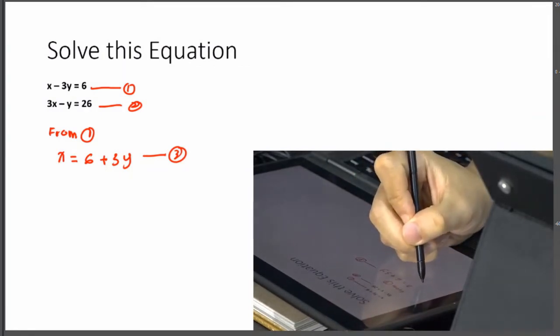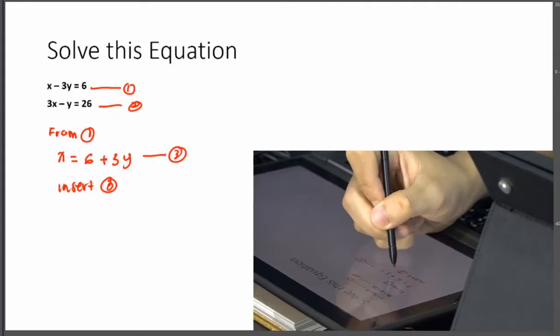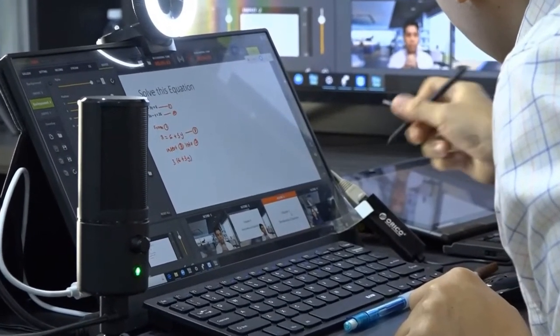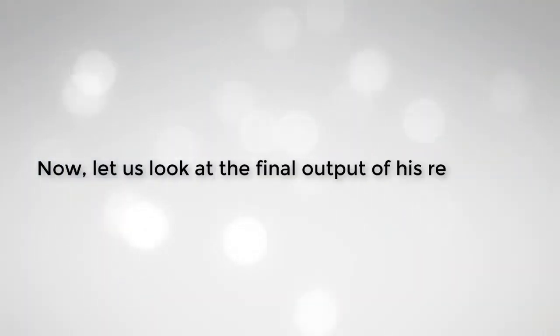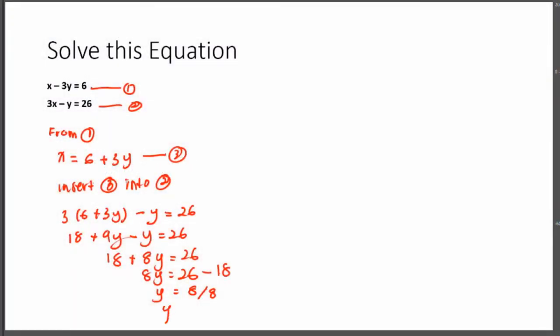Again, from here, insert equation 3 into 6 plus 3y. Eight divided by 8, y equal to 1.